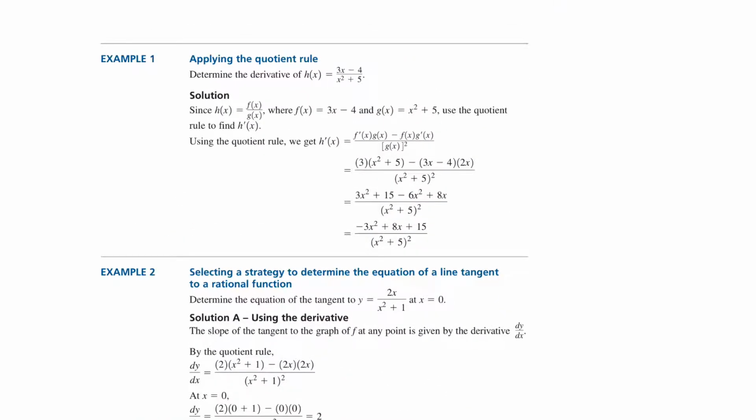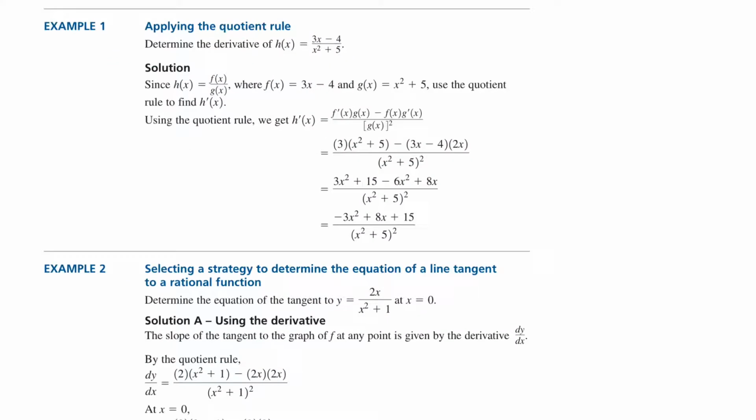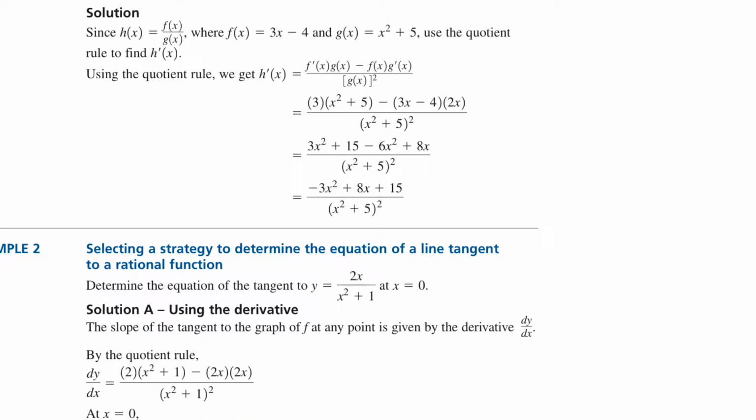Example 1. Find the derivative of h of x equals 3x minus 4 divided by x squared plus 5. This derivative is the derivative of the numerator, which is 3, times the denominator itself, x squared plus 5, minus the derivative of the denominator, which is 2x, times 3x minus 4, and divided by x squared plus 5 to the power of 2. If we simplify, we get the final result.